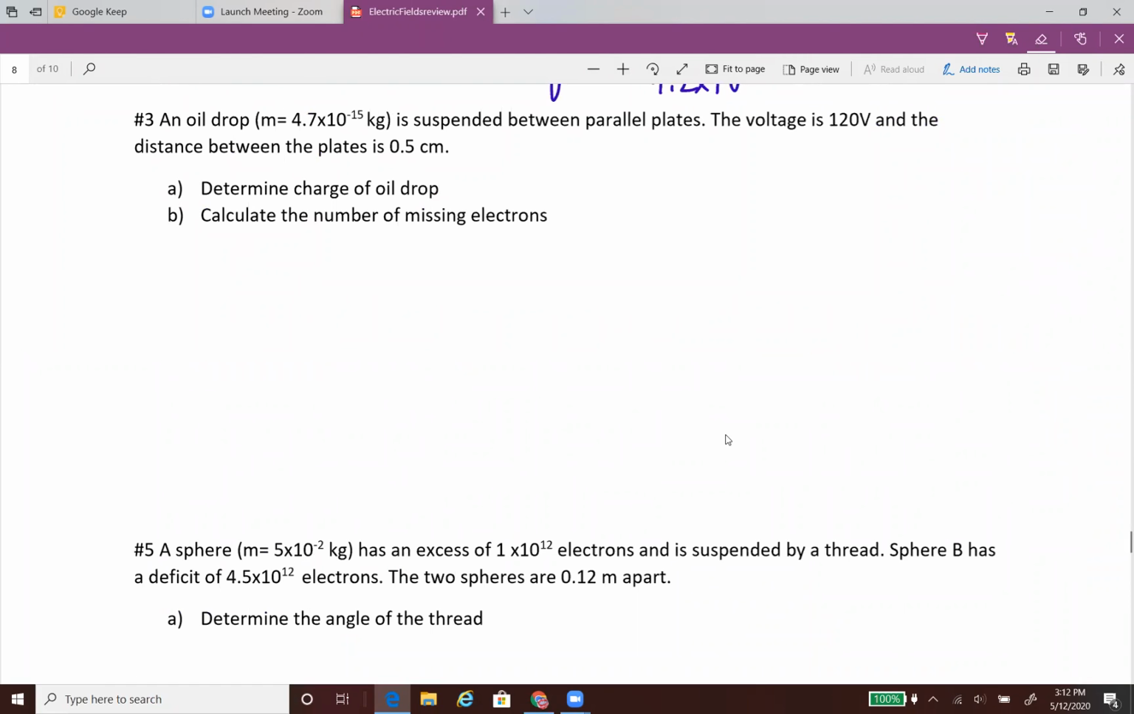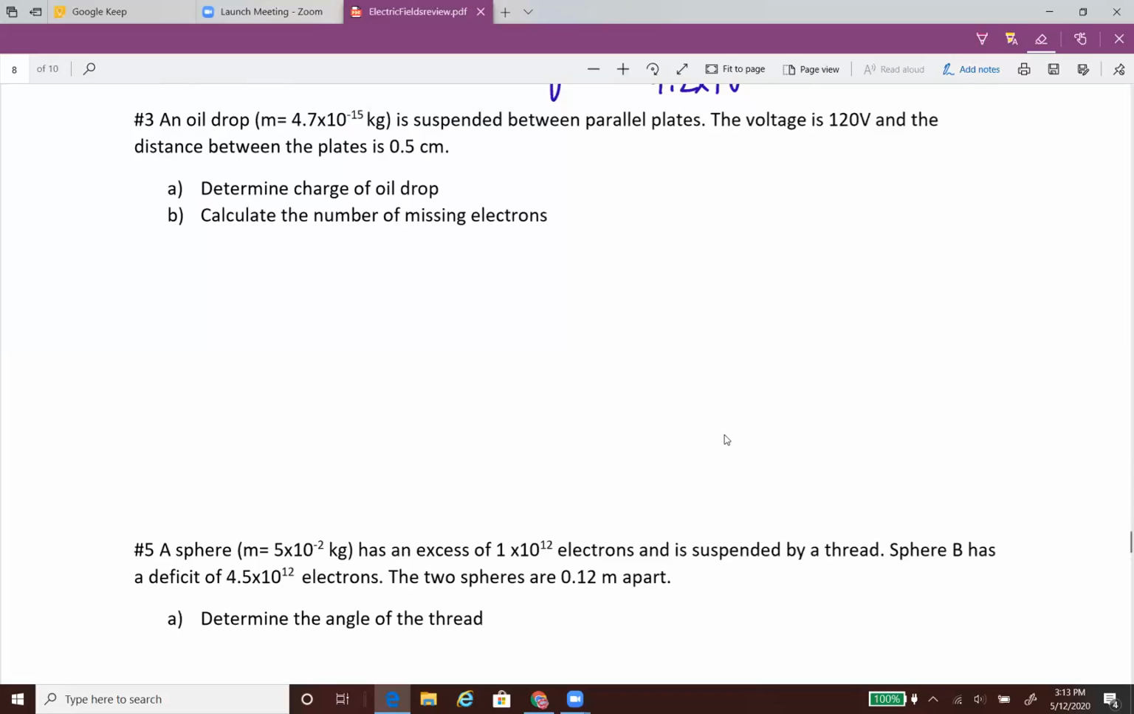This question is similar to your milk and oil drop experiment. Very similar, actually. You have an oil drop that is suspended. It has a mass of about 4.7 times 10 to the minus 15 kilograms, the voltage is 120 volts, and the distance between the plates is 0.5 centimeters. We're going to figure out the charge of the oil drop.